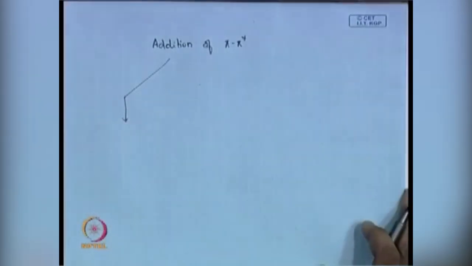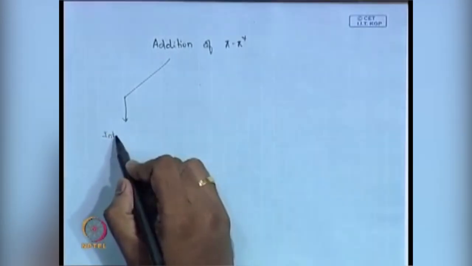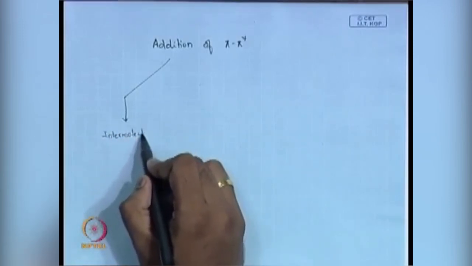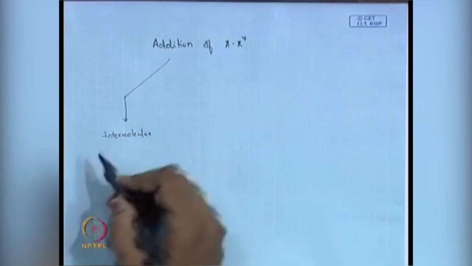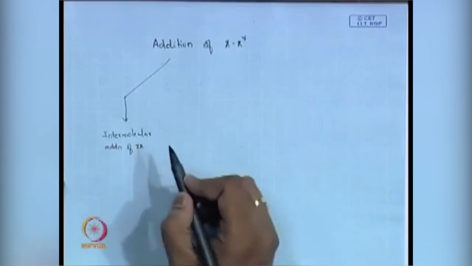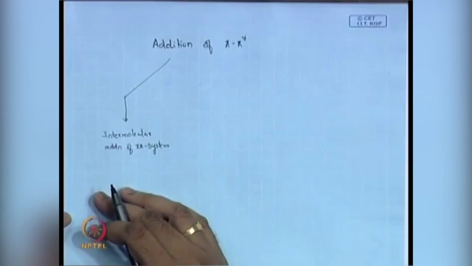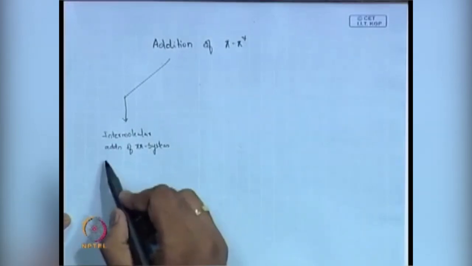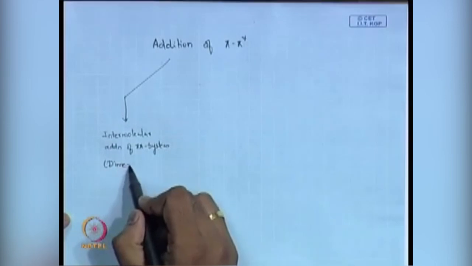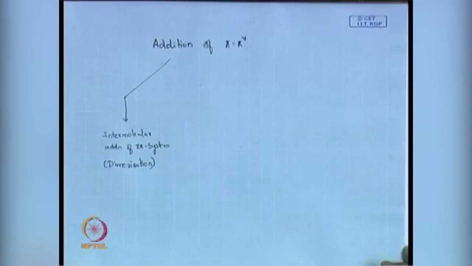So, first thing we will be discussing is intermolecular addition of your pi system. You can call this, like, mostly we will see dimerization reactions in this. It is a type of dimerization; we see dimerization type of reactions. You take an alkene, and it undergoes a proper dimerization.